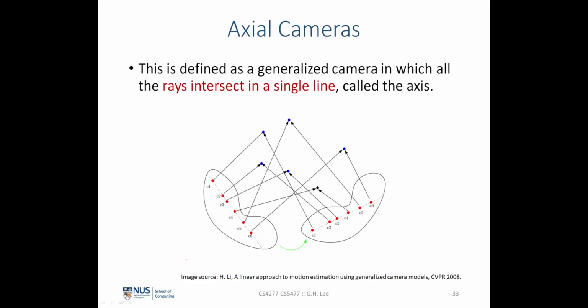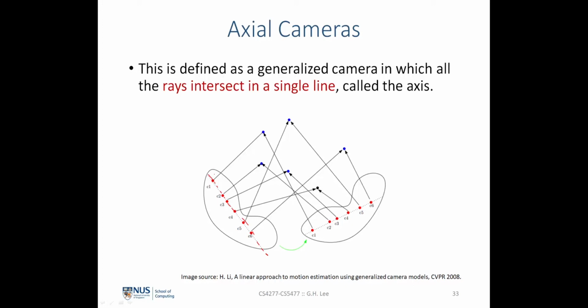The second configuration that we are going to look at would be the axial camera configuration. So this particular general camera is defined as the case where all the light rays are going to intersect in a single line. This means that there's a single line axis which defines the camera center of the multi-camera system setup.